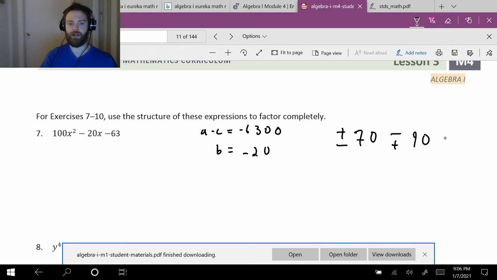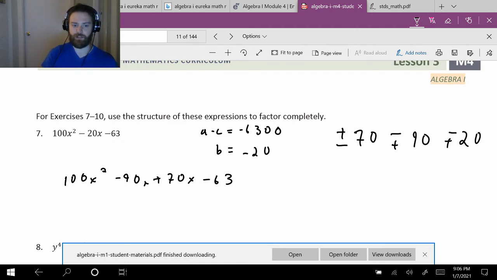So 70 minus 90 is negative 20, which is what we need. Negative 70 plus 90 did not work, so it's positive 20. So if you look here, I can split that term up. I've got 100x squared, negative 90x, plus 70x, and then negative 63.